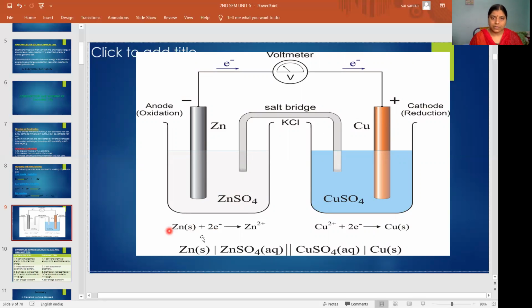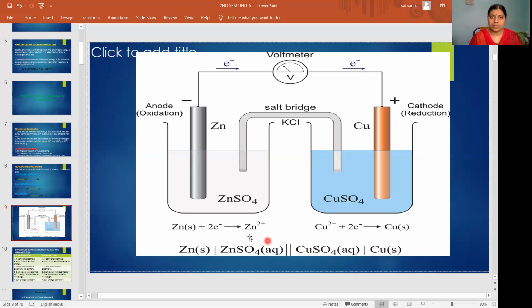So here this equation is wrong. Zn(s) gives rise to Zn²⁺ plus 2 electrons. Okay. So this is the representation of galvanic cell: Zn(s), ZnSO4 aqueous. Two vertical lines indicate the salt bridge, then CuSO4 aqueous, single vertical line, Cu(s). So this is the differentiation between electrode and electrolyte.